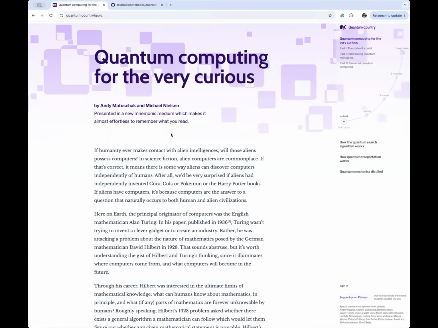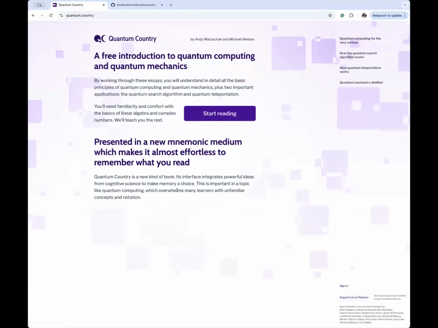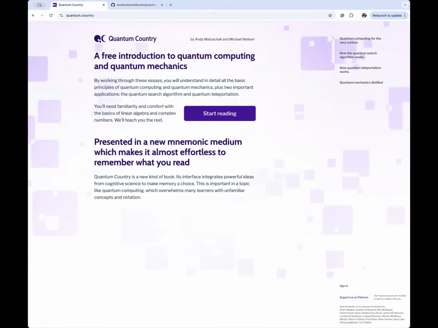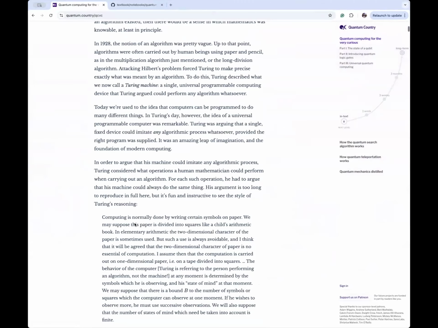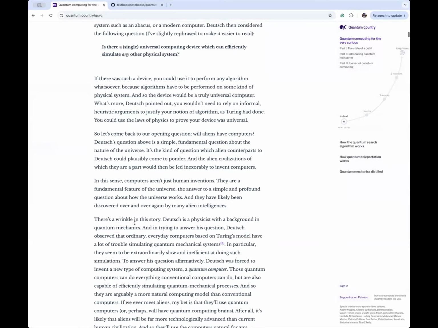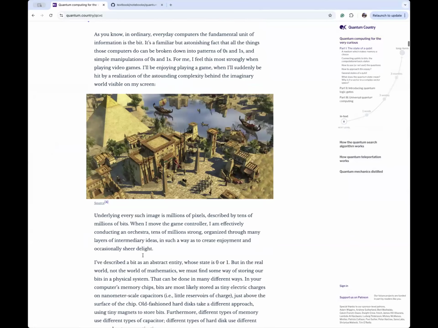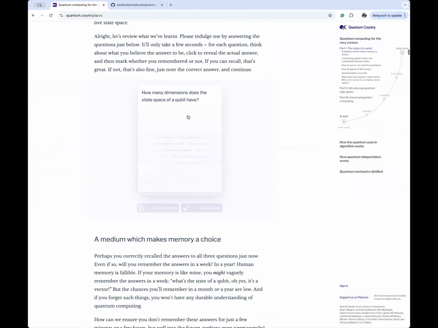I've already opened it. If you open quantum.country, what you will see are 4 big so-called interactive essays. Has any one of you seen quantum.country before? Maybe just let me know with a thumbs up or thumbs down. It's something I came across a few years ago, and you can open the first essay, which is Quantum Computing for the Very Curious, and you can scroll down, you get very good explanations of what quantum computing is about and the motivation, and then you're asked questions.